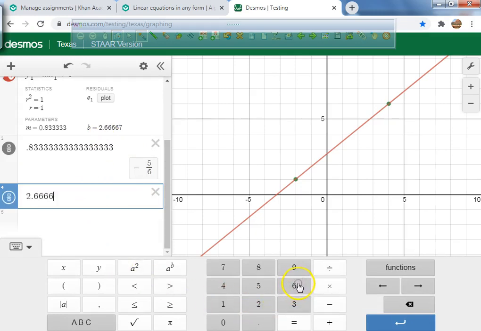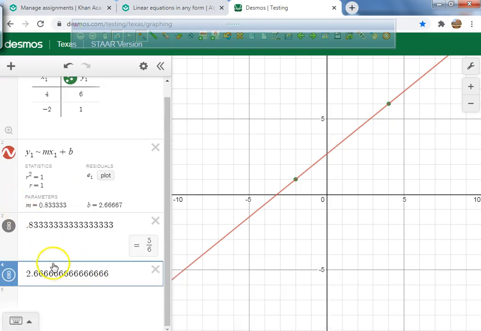I type in a what? 2.66. I keep going until it disappears. And then do what? Keep going. You're like, wait a second, why didn't you put a 7? Because what is this calculator actually doing up here? It's rounding it. Do not round it, just keep it going. Then, what fraction is that?